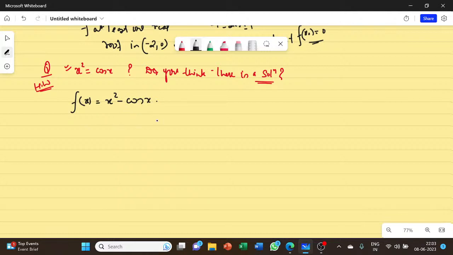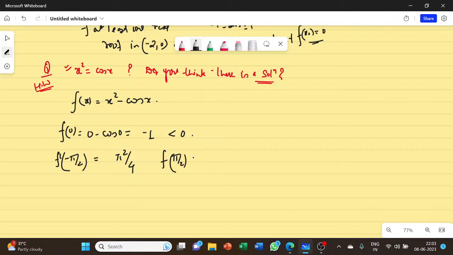Is that fine? Now if I try to find f of 0, f of 0 would be 0 minus cos 0, and cos 0 is 1. So this is minus 1, obviously less than 0. And further, if I want to find f of minus pi by 2, it will be simply pi square by 4. Or even if I want to calculate f of pi by 2, it will be equal to pi square upon 4.